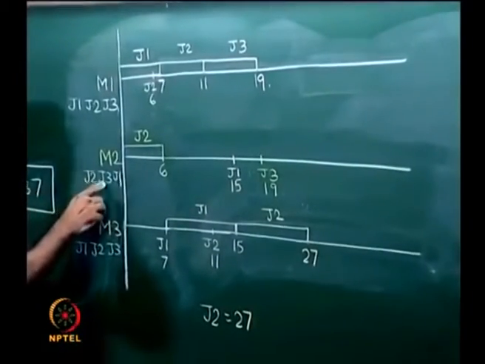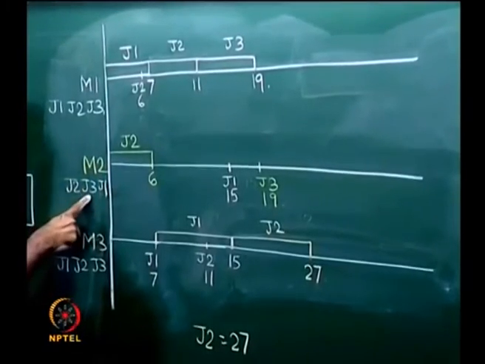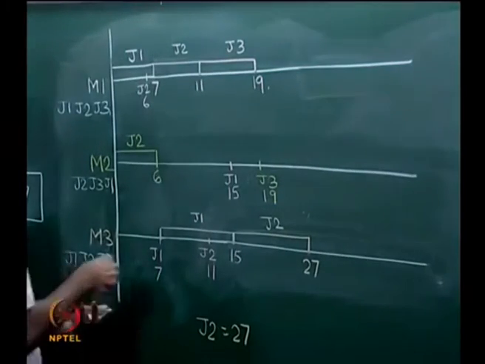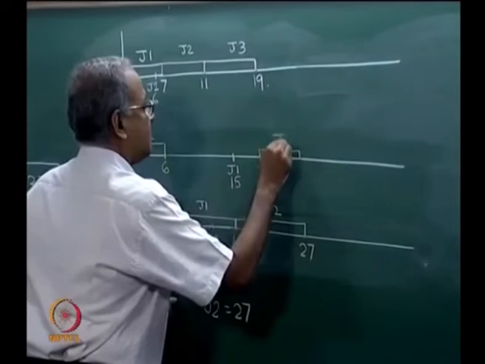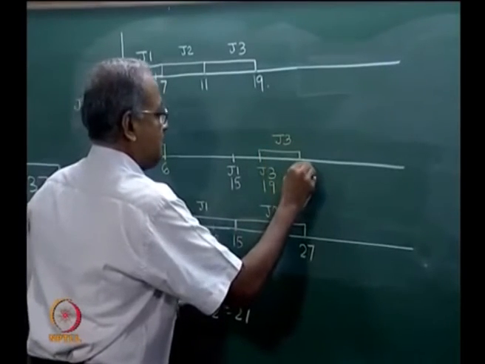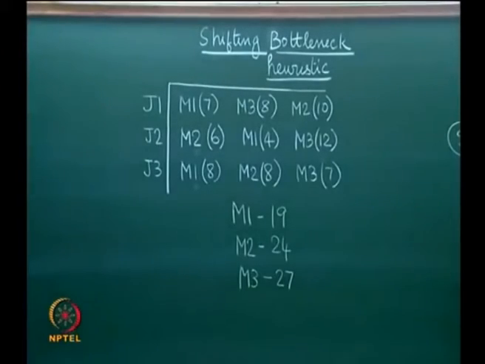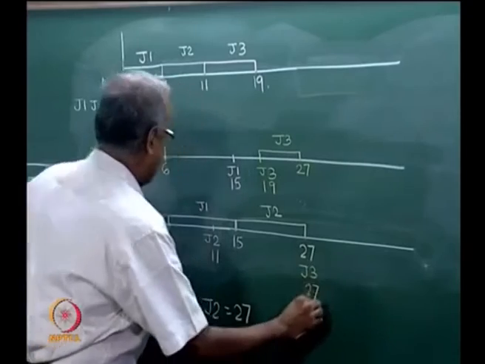Now, J3 is the second job, J2 is already done. So, J3 will start at 19. So, J3 on M2 will be 19 plus 8, 27. So, J3 will finish at 27 and at 27 J3 will now go to M3. So, J3 will come here at 27.